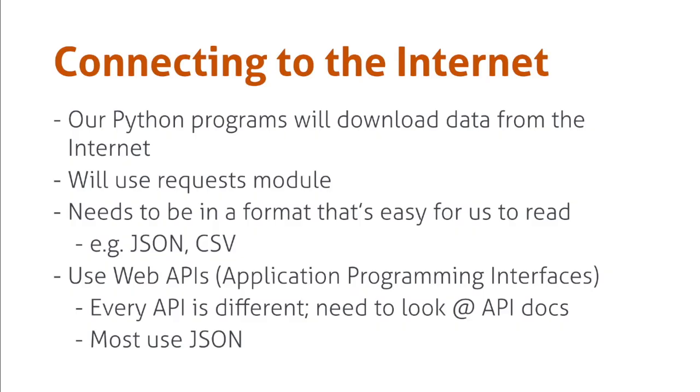We're going to now connect our Python programs to the internet so that we can download data from the internet within our Python programs. To do this, we're going to use the requests module, which makes it easy to get data from the web, and I'll talk about that in another video. When we get data from the web, it needs to be in a format that's easy for our programs to read, like JSON or CSV.